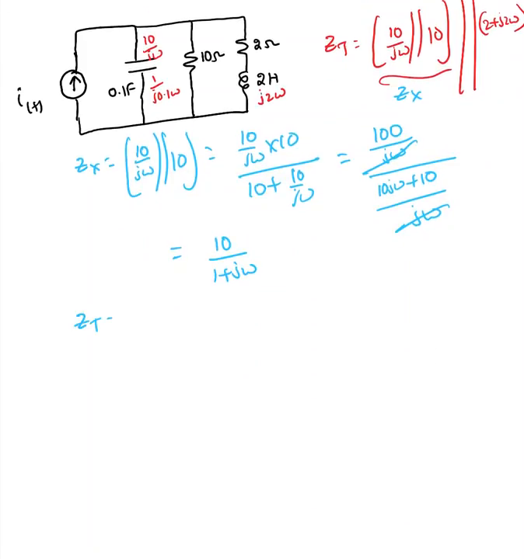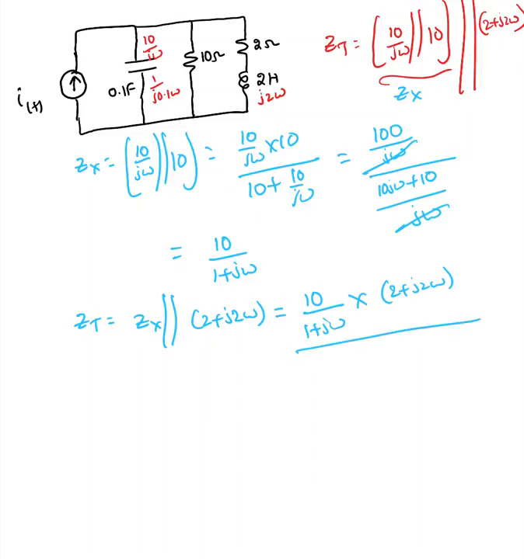So z total equals zx in parallel with 2 plus j2 omega. So that zx is 10 over 1 plus j omega times 2 plus j2 omega divided by 10 over 1 plus j omega plus 2 plus j2 omega. It's a tedious calculation, but please pay attention. If you make a small error, that will escalate and your answer is going to be totally wrong.